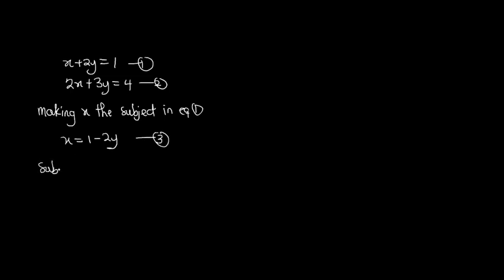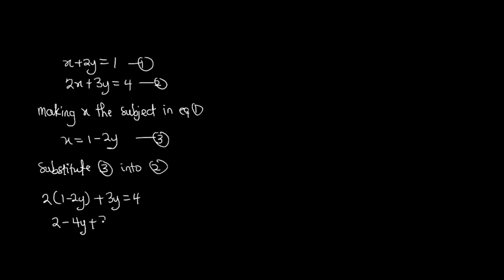So now I substitute equation 3 into equation 2. If I do that, I have 2 into bracket, the x will now be 1 minus 2y, plus the 3y over here is equal to 4. So I have 2 multiplied by 1 will give me 2. 2 multiplied by 2 will give me 4y plus 3y equals 4. So I have my 2 here. Negative 4y plus 3y will give me negative y, and this is equal to 4.